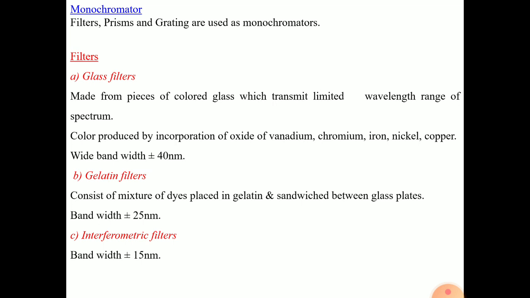The second type of absorption filter is the gelatin filter. In this gelatin filter, it is like a sandwich. Two glass plates are there, and between these two glass plates the gelatin is sandwiched. The bandwidth produced by this gelatin filter is plus or minus 25 nanometers. If I want 350 nanometers, it will produce the range of light from 325 to 375 nanometers. It will be filtered from the light source.